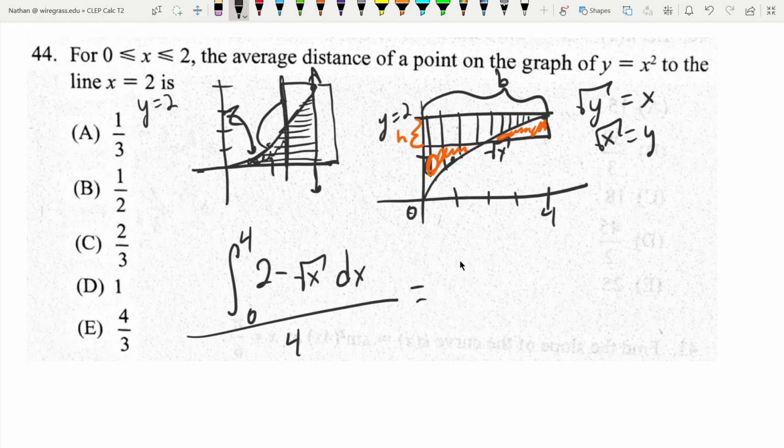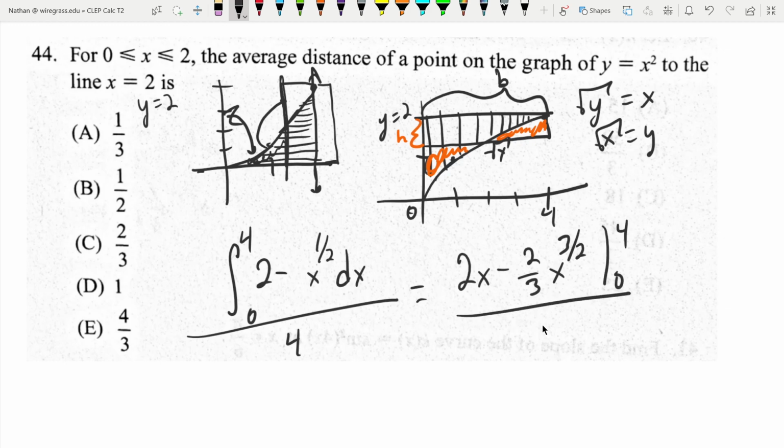Okay, that's going to give me 2x minus, this is x to the 1/2, so I would have come from 3/2. I'd bring in a 3/2, so I need to cancel that. So I'm going to put 2/3 in front: x to the 3/2, evaluated at 0 and 4. Of course, the 0 just is 0, so we really only need to plug in 4.